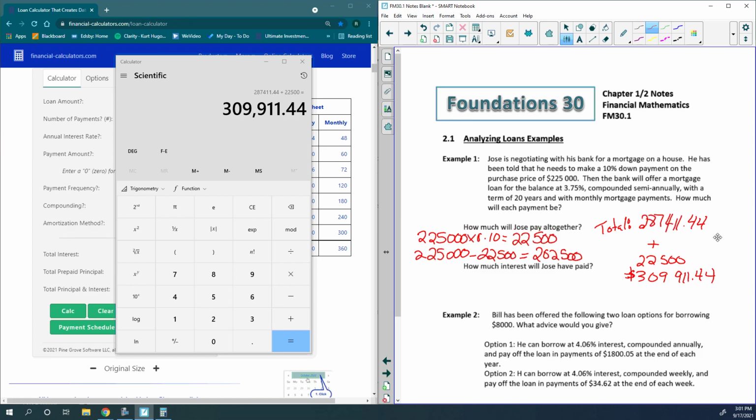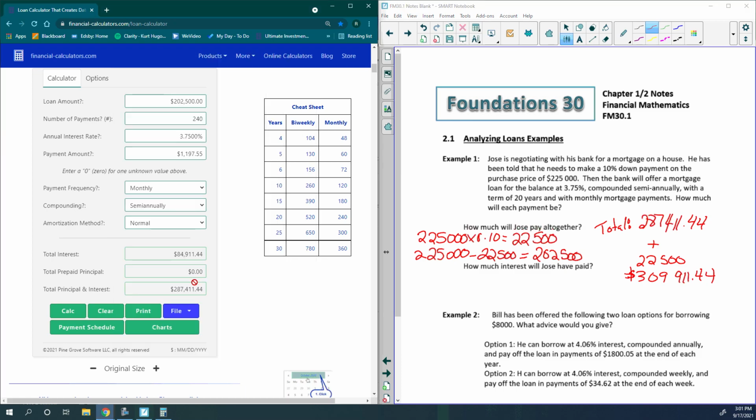Okay, so I did miss a question in here. For this space here, how much will each payment be? And so the payment that he's going to be paying each month for his mortgage, so his regular payments, is $1,197.55. And then how much interest will Josh have paid? So his interest is equal to, and this is the bar here, so total interest is $84,911.44.